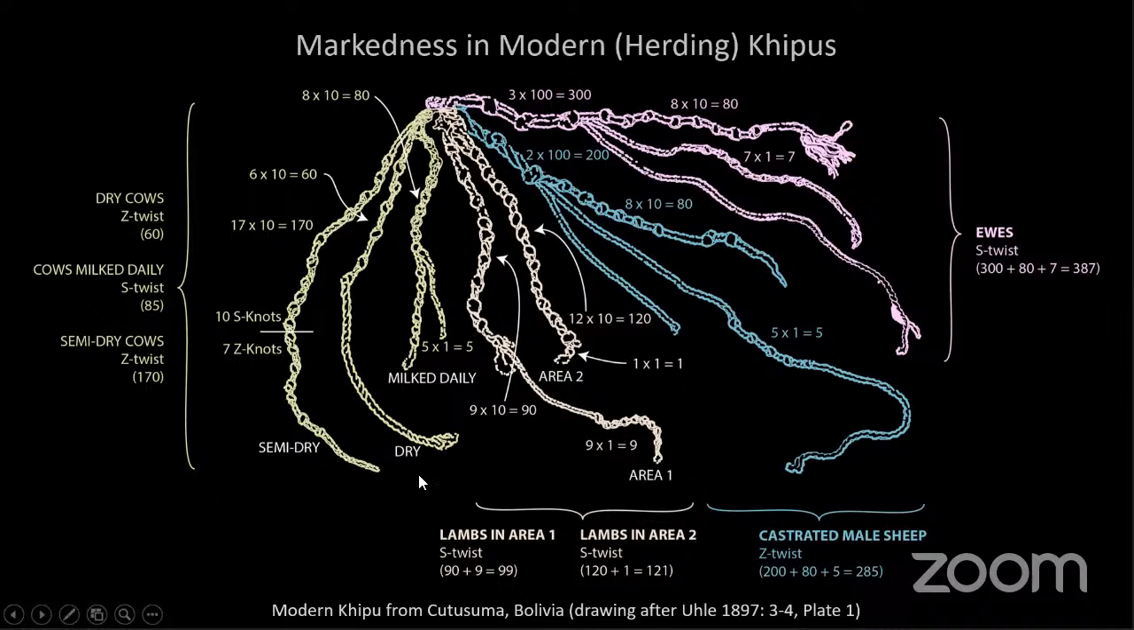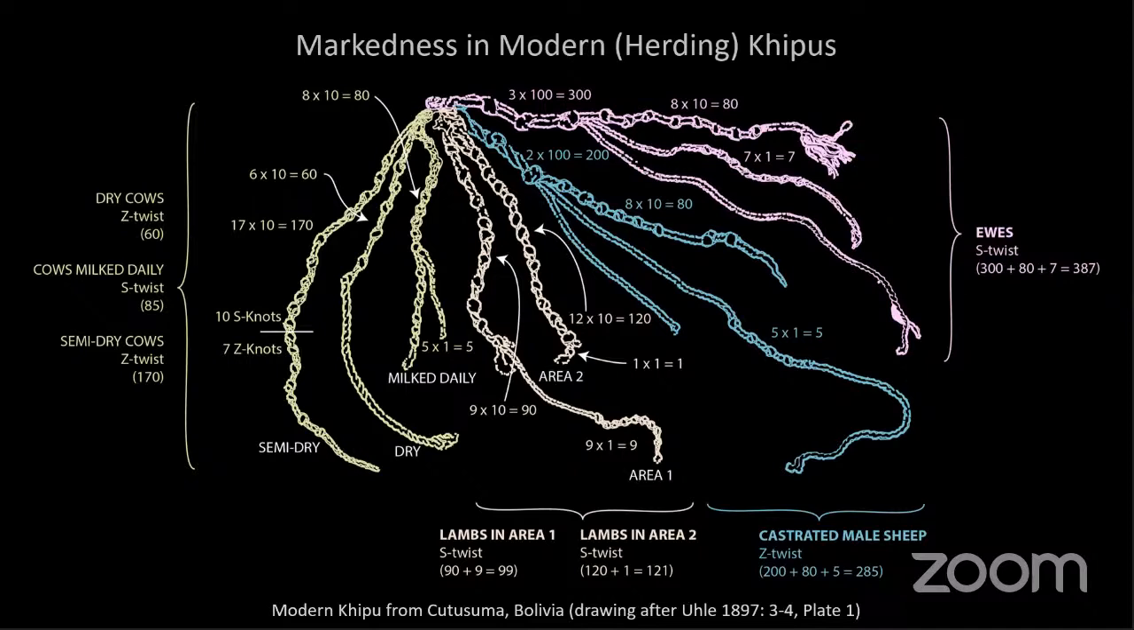So in this case, let's just look at this end group here in white, milking cows. The milking cows have a final twist of S, whereas the dry cows have a final twist of Z. Z-twisted chords are counter to normal practice, which accounted for the less desirable animals that also included castrated male sheep and the dry cows.